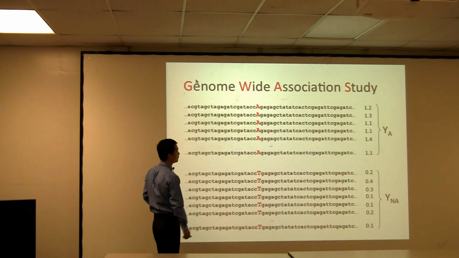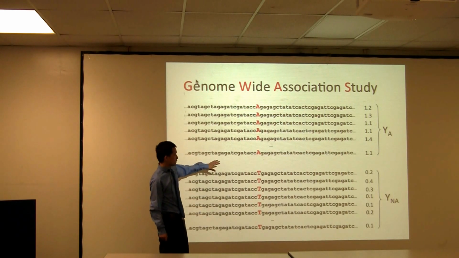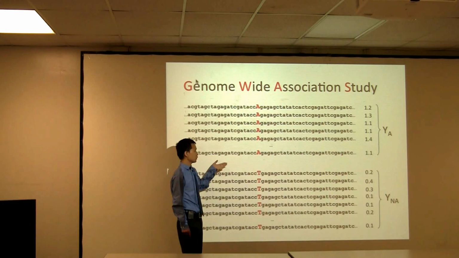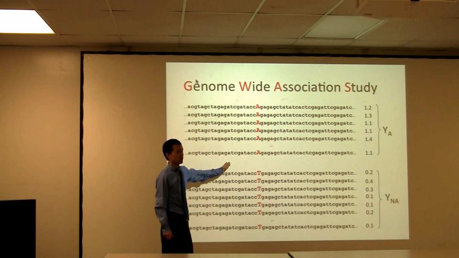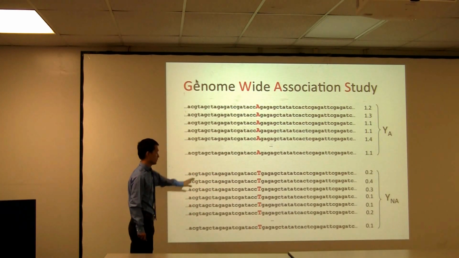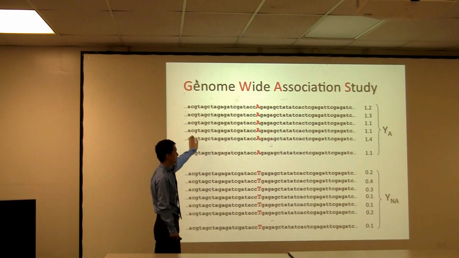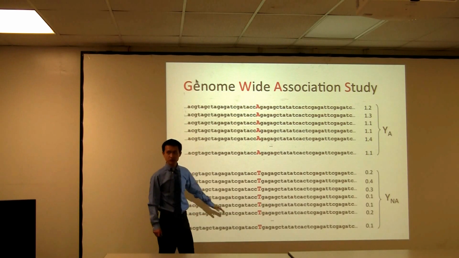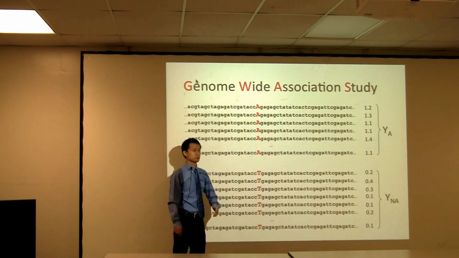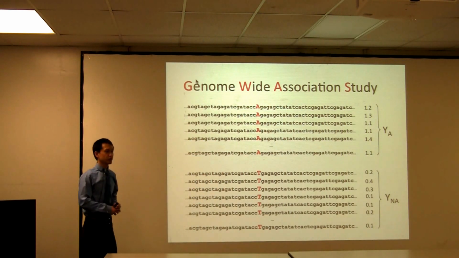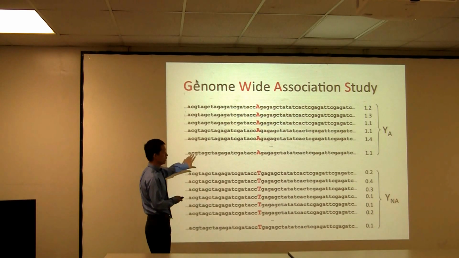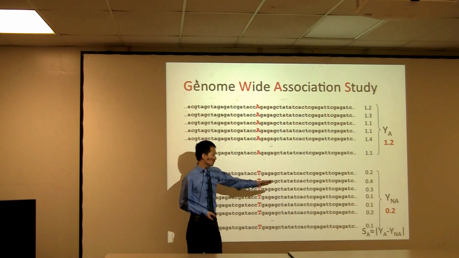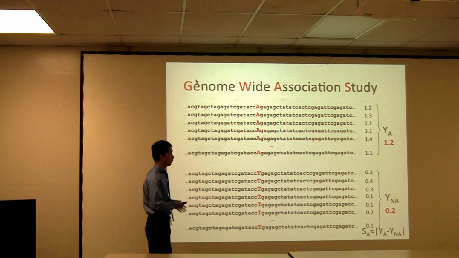On one SNP, we will split all the samples into 2 groups. All the individuals in one group will have the same allele on the investigating SNP. So in this example, all the individuals in the first group have allele A, and all the individuals in the second group have allele T. And then we compute the average phenotype value for each group, which is 1.2 for the first group and 0.2 for the second group in this example.